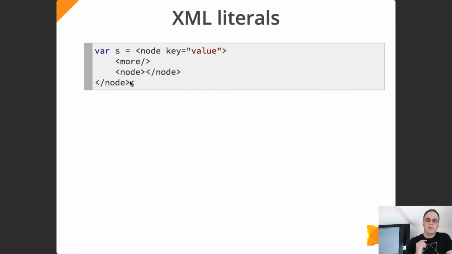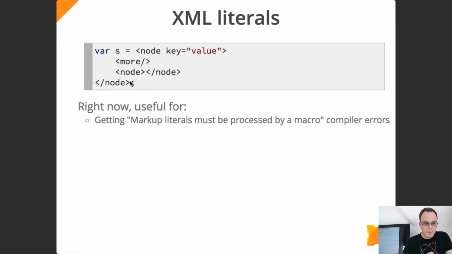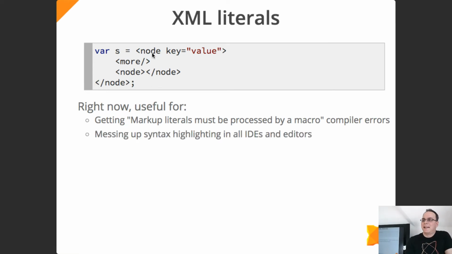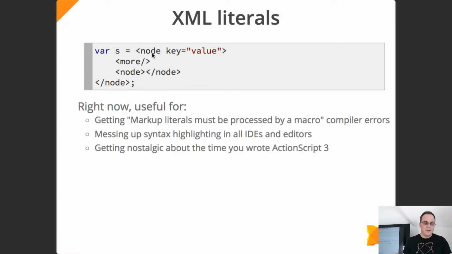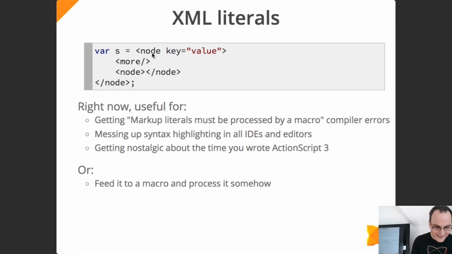Great. So what can you do with this right now? It's very useful to get a compiler error because the compiler is going to complain that this has to be processed by a macro. It's also very useful to mess up syntax highlighting in IDEs and editors because nobody supports that right now. And it's also great if you want to be nostalgic about the time you wrote ActionScript 3 because it has that feature too. So it's a great feature. But what you can also do is feed it to a macro and then do whatever you want with it. And I think that's the basic idea. That's what the people want to do with it.